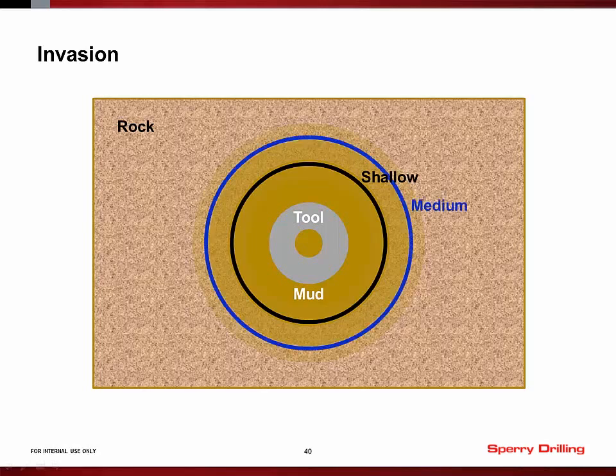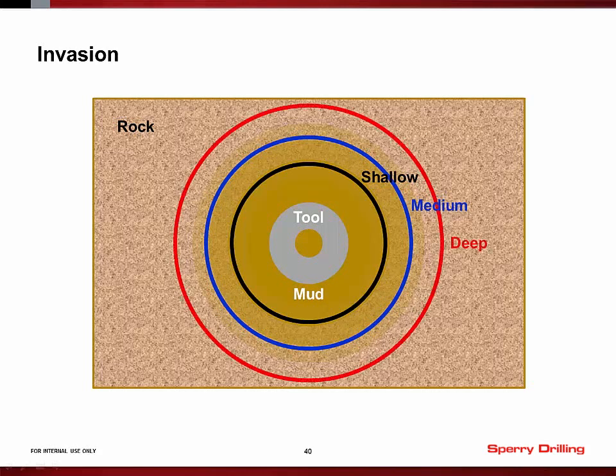The medium measurement might be seeing a zone which is only slightly invaded, and the deep may still be reading a zone which is completely uninvaded. So that means that we're going to see a separation or a difference in result between the three measurements. Let's say this is a water-based mud, so it has a low resistivity relative to the formation. So the shallow measurement is likely to read lower because it's seeing more of the borehole fluid than the deep, which is still reading the native resistivity of the formation.